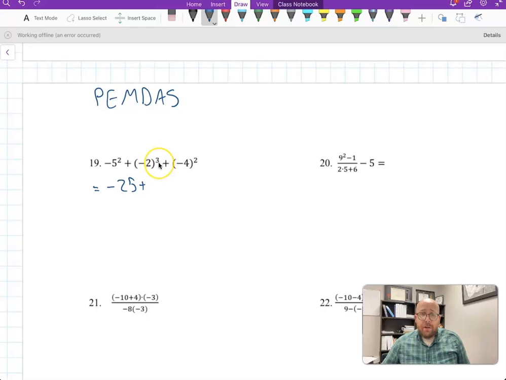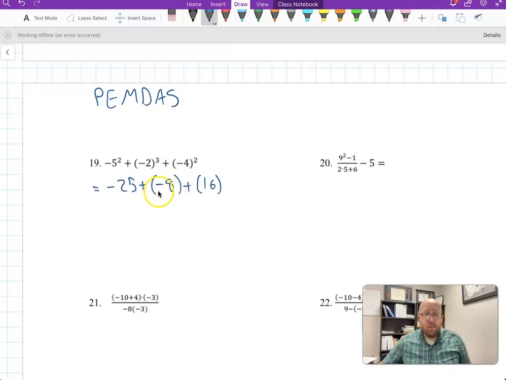3 is an odd number. So we previously learned that anytime that you have an odd number of negatives, multiply it out, your answer will be negative. So we're going to be adding a negative value. 2 to the third, that's 2 times 2 times 2, will be 8. Plus, now we have negative 4 squared. 2 is even, so our answer will be positive. And 4 times 4 is 16.